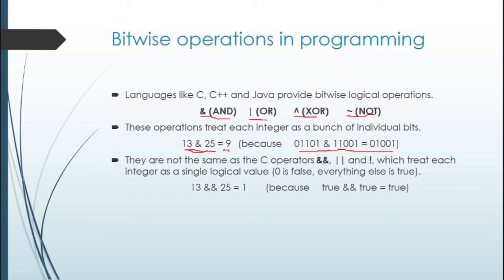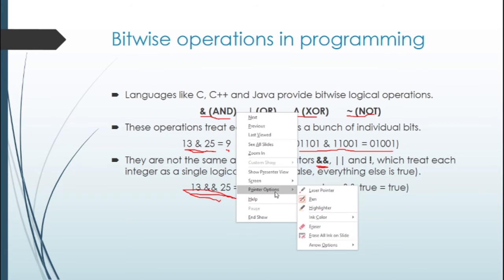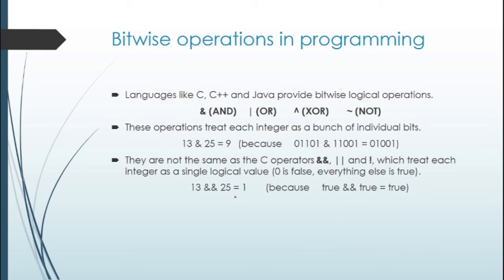These bitwise operations are not the same as the logical operations, which are denoted by double ampersand, double pipe for OR, and the exclamation sign for NOT, and which treat each integer as a single logical value. So if we do 13 double ampersand 25, we are doing a logical operation. 13 and 25 will result in simply 1, because 1 means true. Every non-zero value is treated as true, and because true and true result in true, the result is 1. It will only result in 0 if we do the operation with 0.